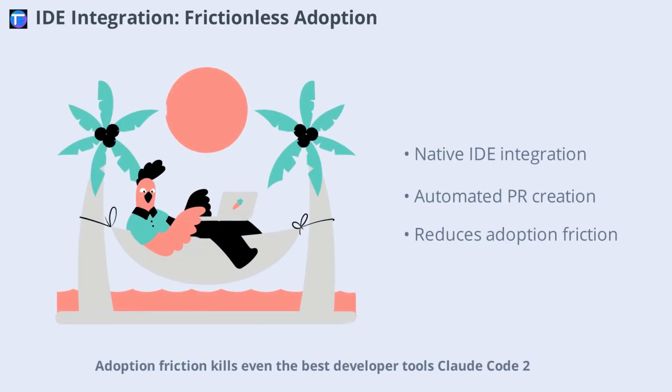Adoption friction kills even the best developer tools. Claude Code 2 integrates natively with VS Code and JetBrains IDEs, providing workspace awareness, inline suggestions, refactoring previews, and Git integration. This means developers can stay in their familiar environment, reducing the learning curve and boosting productivity. The tool even automates issue triage, code fixes, and pull request creation. If it works as advertised, this could save hours per task. But as always, reliability in real-world scenarios is the ultimate test.